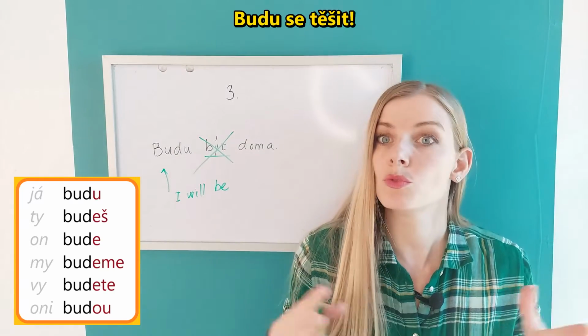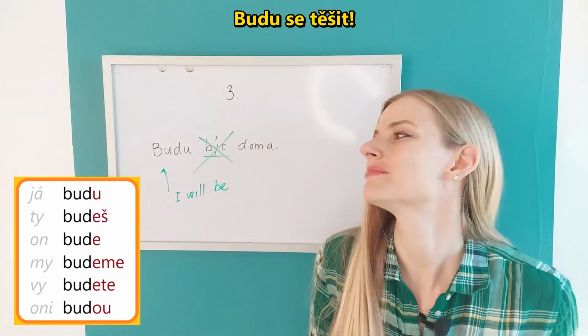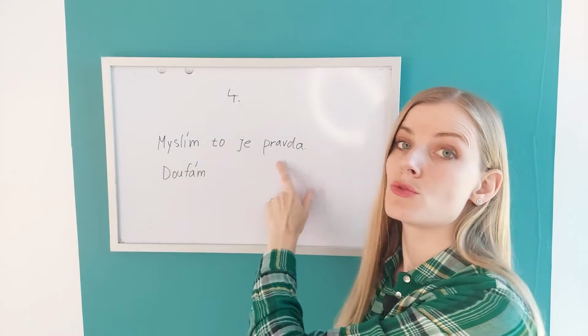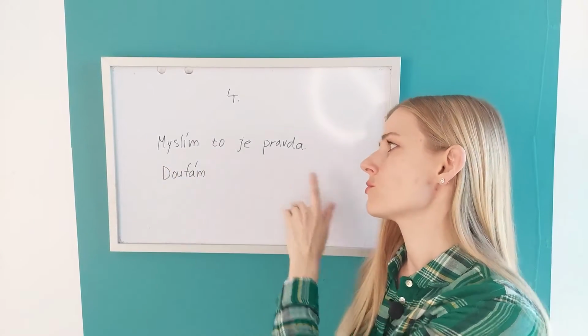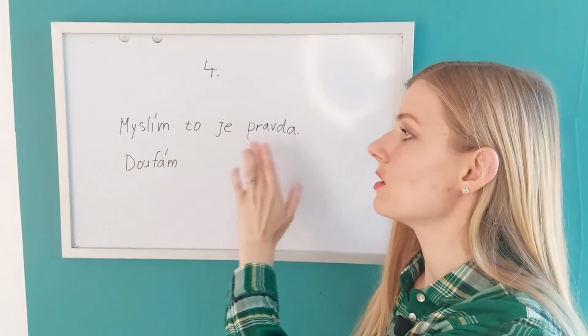For example, budu se těšit. I'll be looking forward. Budu se těšit. Ale budu doma, I will be home. I think it's true, or I hope it's true. There is something missing. Myslím, to je pravda, doufám, to je pravda.